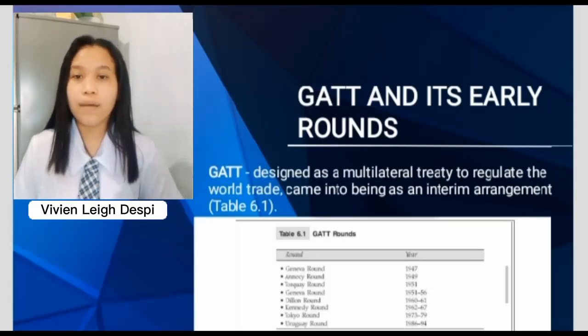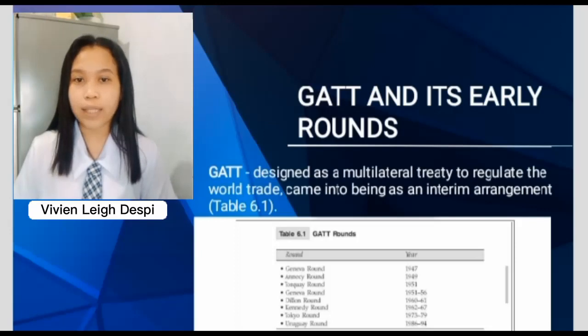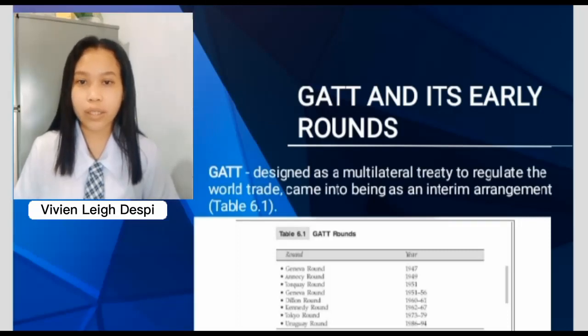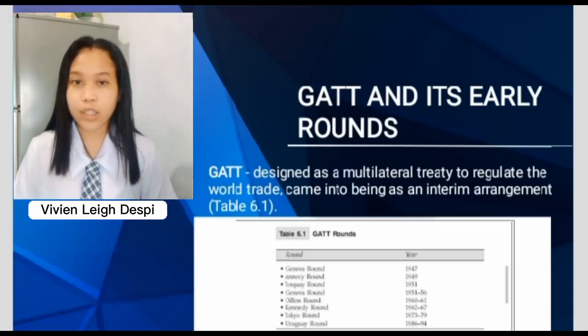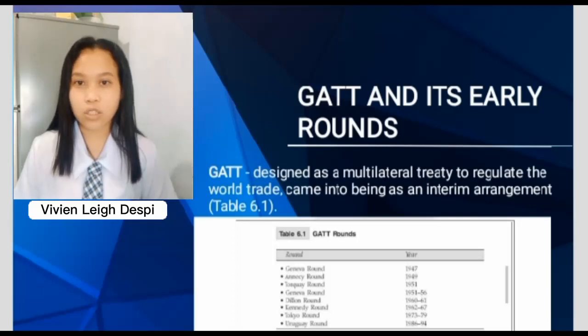So, the process of the evolution of GATT was not very smooth. In fact, the pursuance of a beggar-thy-neighbor policy, including competitive devaluation, tariff impositions, and discriminatory trade barriers resulting in shrinkage in world trade during 1930s and early 1940s led to resolutions during the Bretton Woods Conference in 1944 to create the International Trade Organization or ITO.